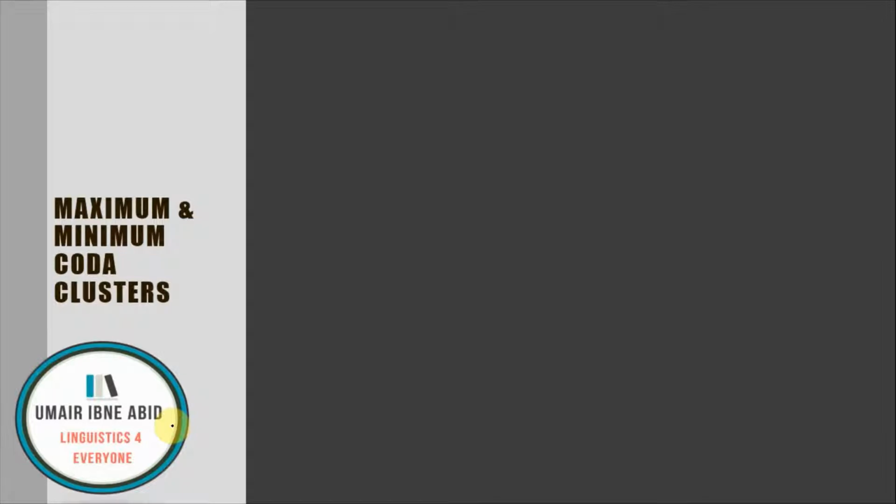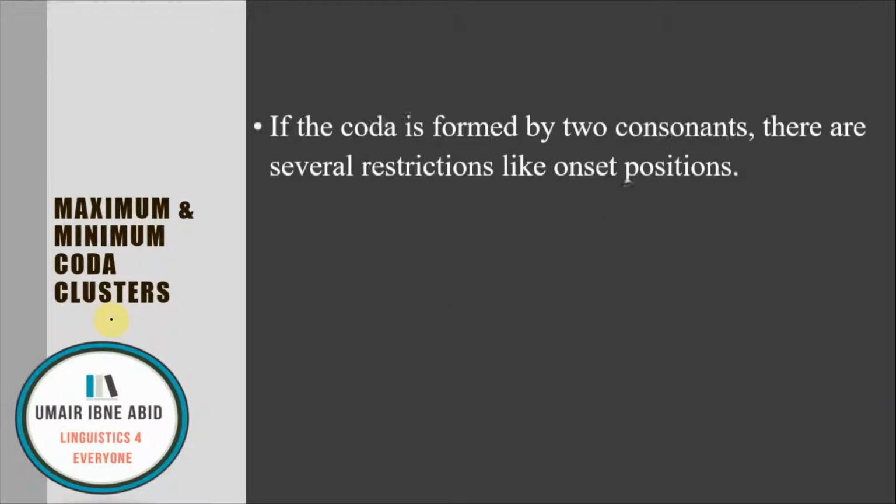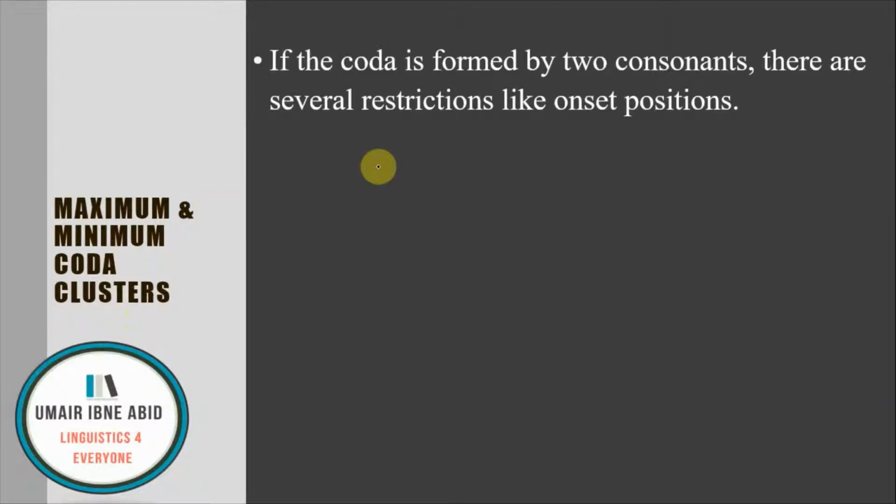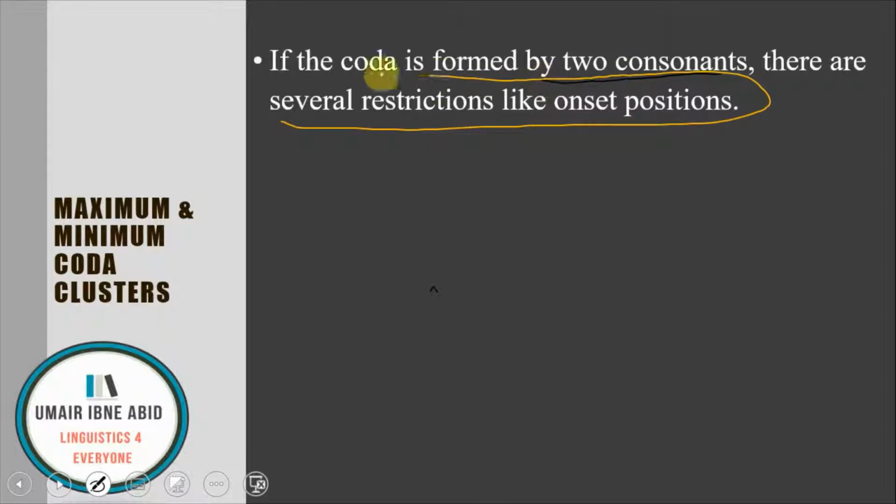Now we are going to look at maximum and minimum coda clusters. If the coda is formed by two consonants, there are several restrictions, like in onset positions. As we have seen, in onset there are 38 possible combinations. Similarly, in coda position, two consonants can appear, and there are a lot of restrictions and a lot of combinations. So I am not going to talk about all those combinations here.